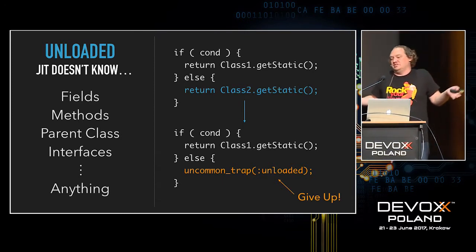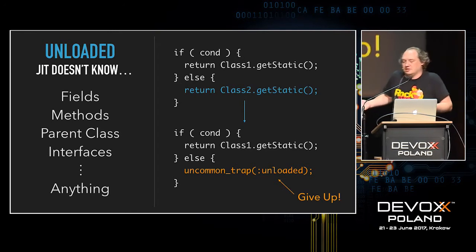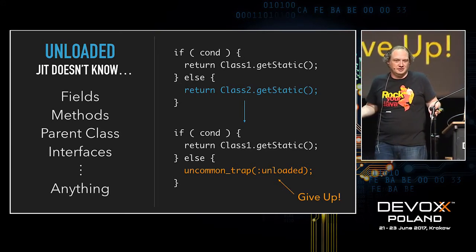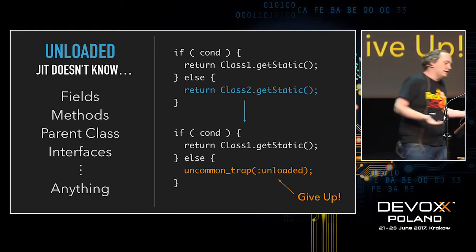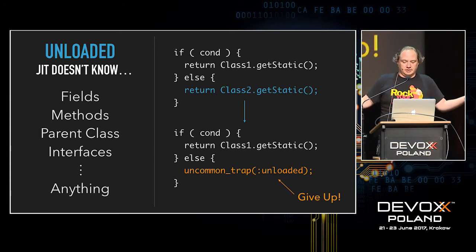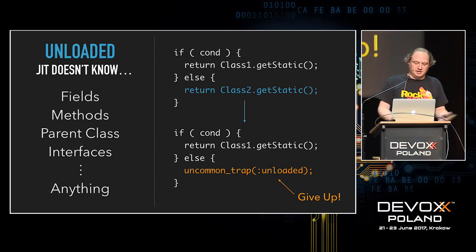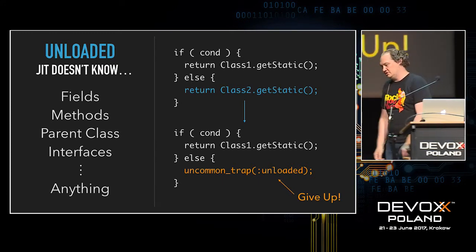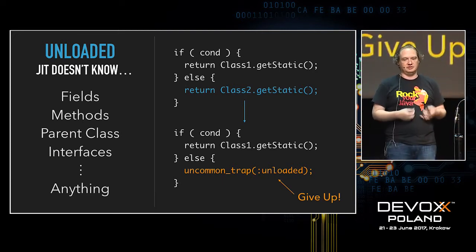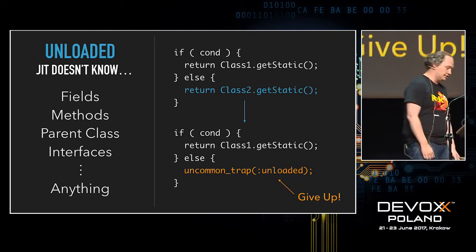So what does it do? With this else block, it just says, I give up. It installs what's called an uncommon trap. It just says, I don't know anything about this. I give up. And it makes it the interpreter's job to deal with it. And the interpreter will then try to load the class, and we'll see if we can, in fact, run get static.